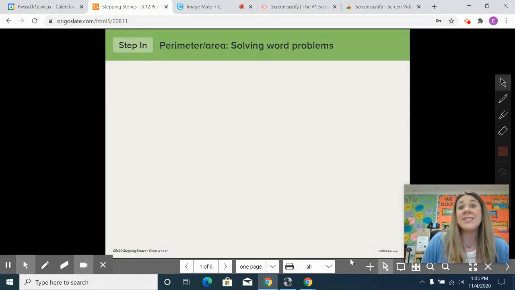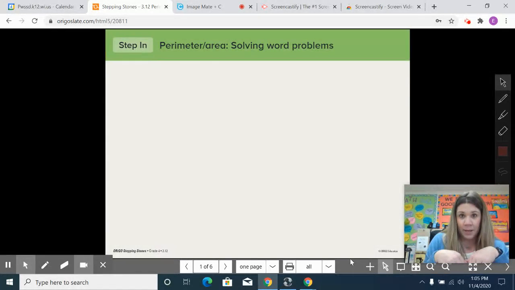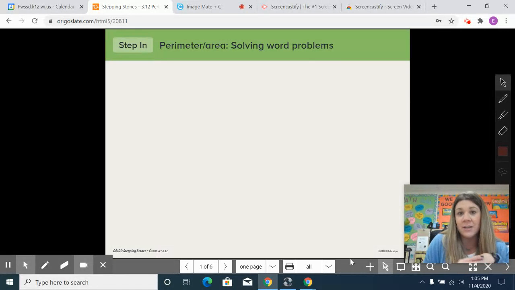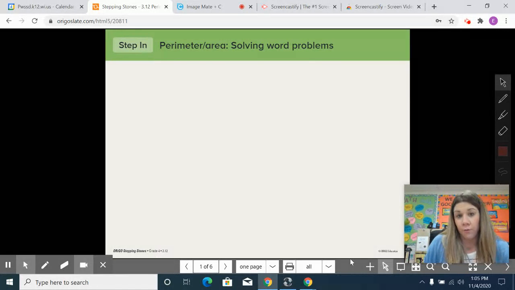Let's think. A sand pit. You have a sand pit. Well, where do you put the sand? Inside of the sand pit. So it's covering amount of surface. You put sand down on the surface of the sandbox. You would have to know the area for that.